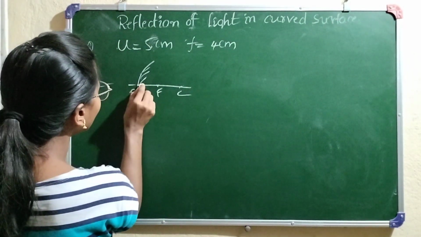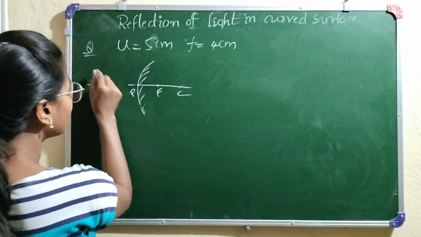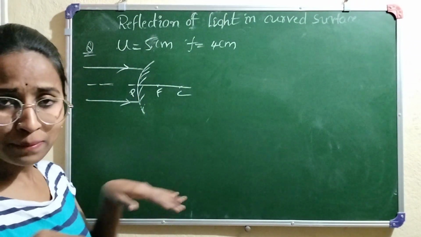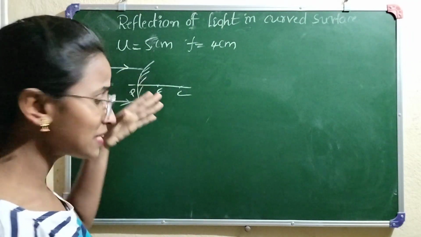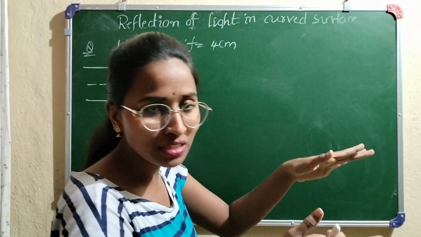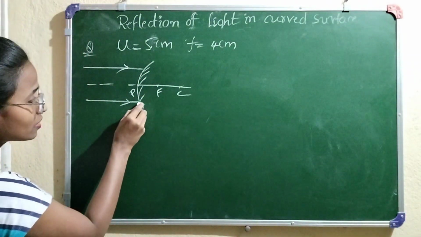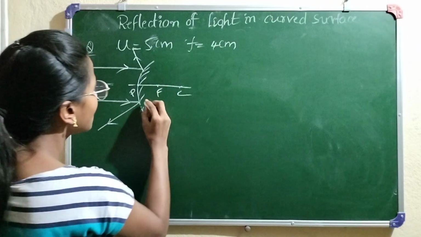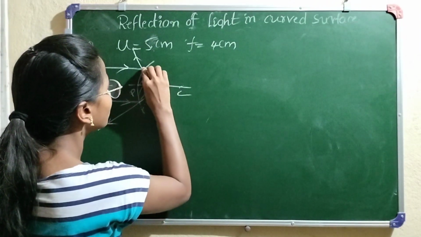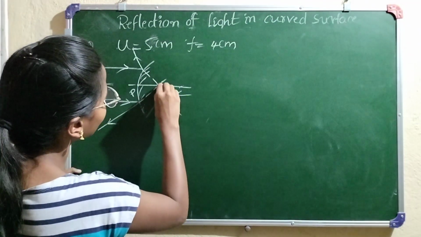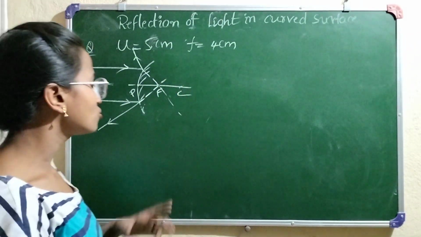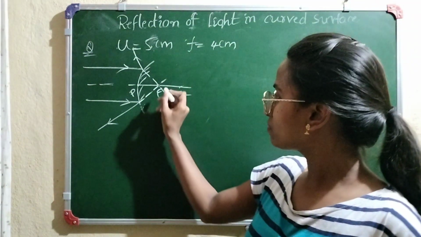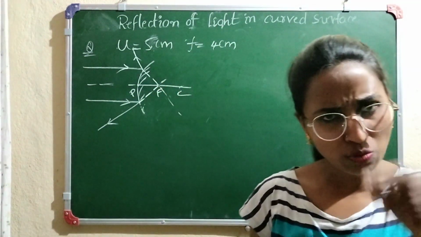Whenever we keep an object at infinity distance, the light rays will pass parallel to the principal axis. This parallel beam of light falls on the mirror, and this is a diverging mirror, so the reflected rays will diverge like this. If you extend the reflected rays backwards, they intersect at the focus. So if the object is at infinity in the case of a convex mirror, the image will form at the focus, as a smaller point.